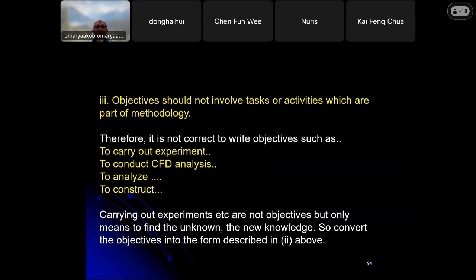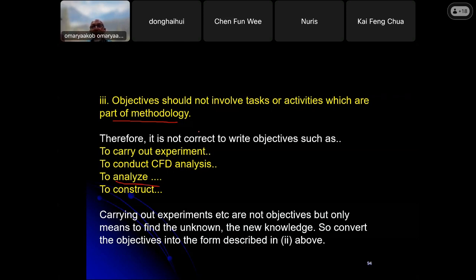Objectives should not involve tasks or activities which are part of methodology. For example, to analyze. Some of you mentioned just now, to analyze. Analyze is a process to do. We analyze something, so we don't use that as part of our objective. We analyze that to get what? What is the new knowledge that you want to get? We analyze something to know something. So forget about the analyze, just to know something. To get the knowledge.